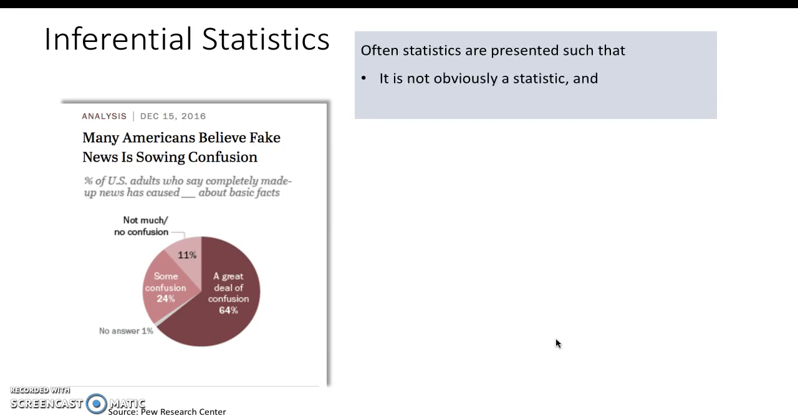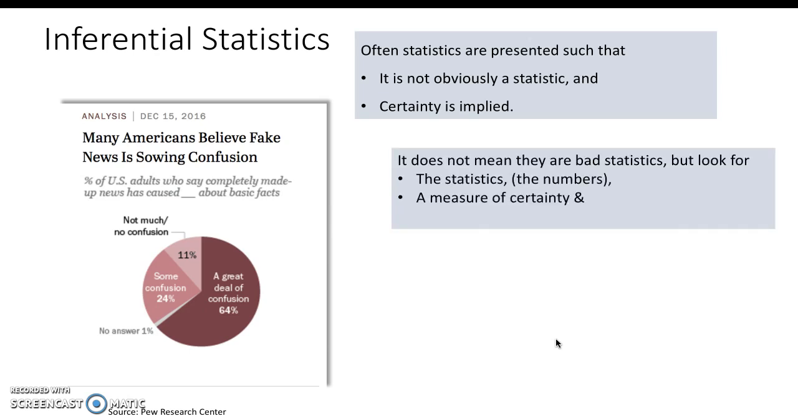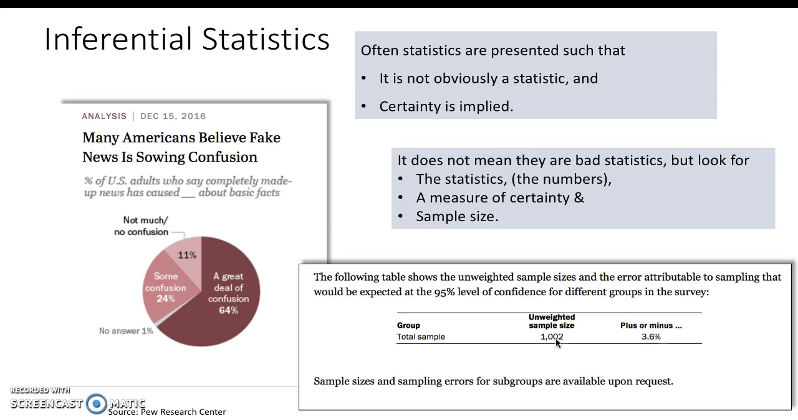Often statistics are presented in a way such that it's not obvious that it's a statistic, and it also implies that we're certain. In that headline, it kind of makes it sound like, oh yeah, many Americans believe fake news is sowing confusion. There's no doubt about it. Well, we're going to dig a little deeper. We're going to find that there is some uncertainty underneath that. It doesn't mean that they're bad statistics, but it does mean that we need to look for the numbers underneath, the measure of certainty, and also sample size, because we know sample size is going to impact that variability, which then impacts our level of certainty.